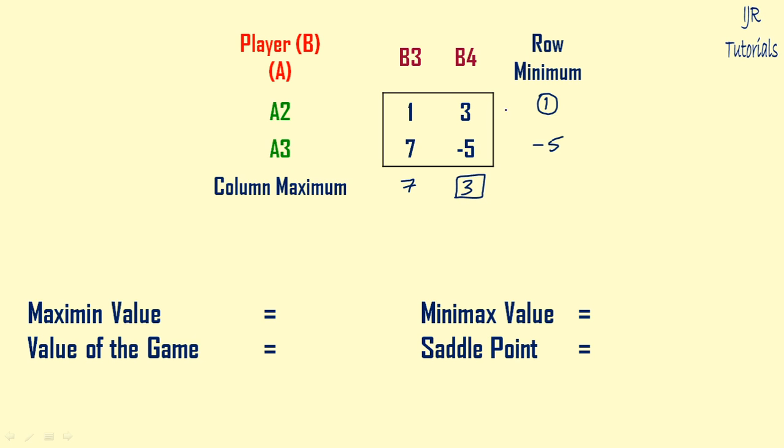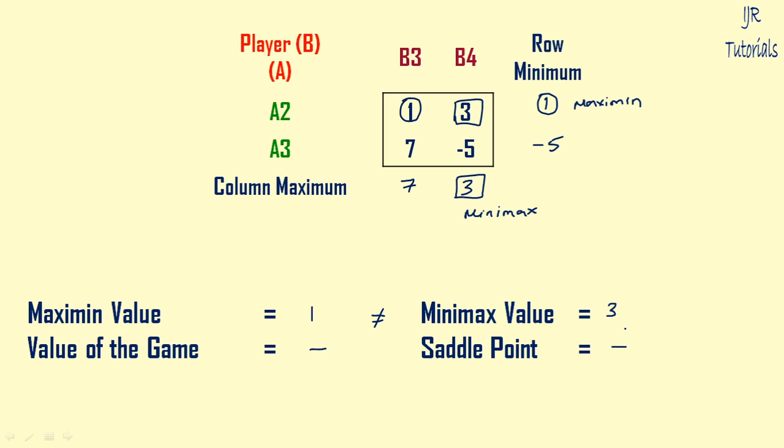Let us mark these two, 1 and 3, in the matrix. This is the maximin and this is the minimax. See, the maximin value 1 is not equal to the minimax value 3. That means at present we need to find the value of the game, but there is no saddle point, that is, it is a game without a saddle point.